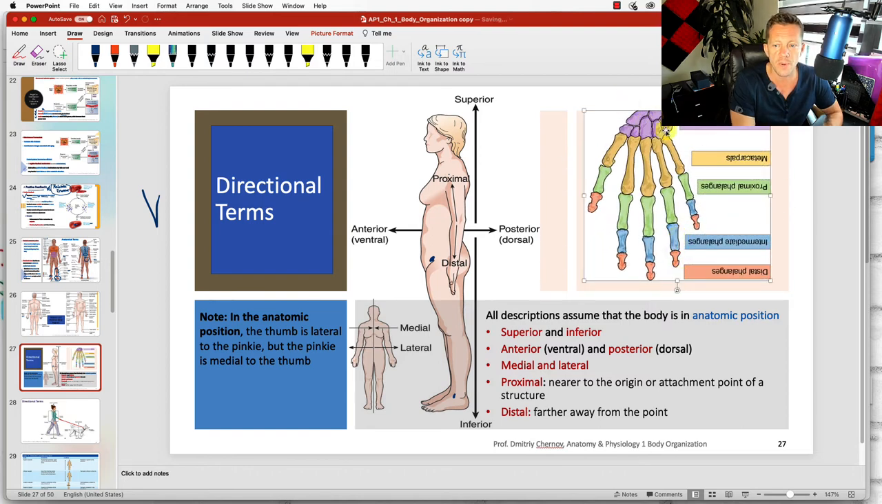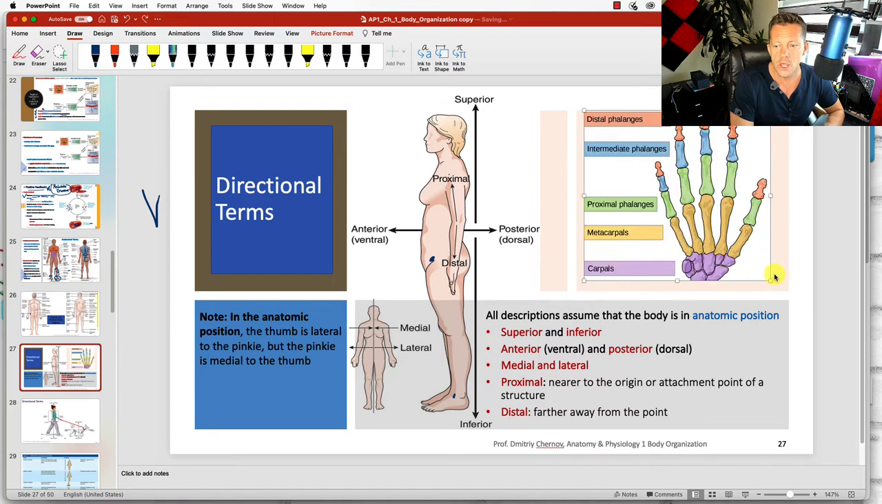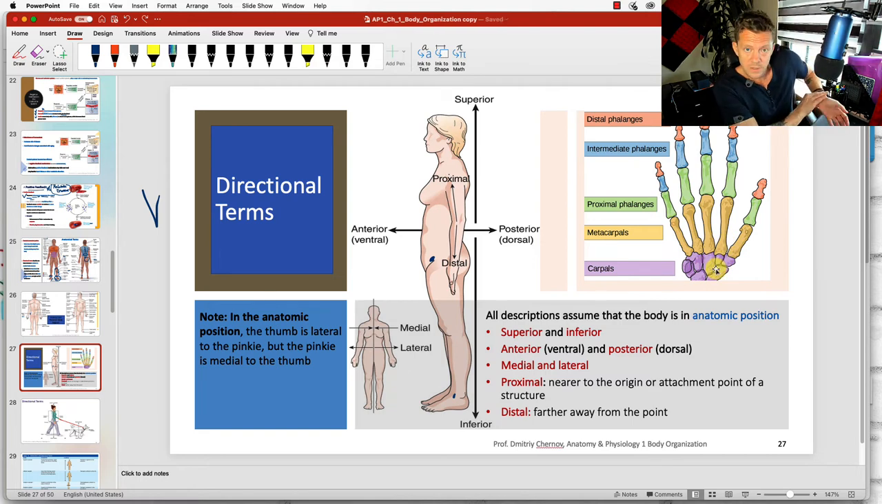So the carpals, or the wrist, is proximal to my digits. So when you're describing, these digits are not proximal to the wrist, because if we look from the anatomical position with hands facing down and palms looking at you, right? So the wrist, carpal bones, would be proximal to digits.